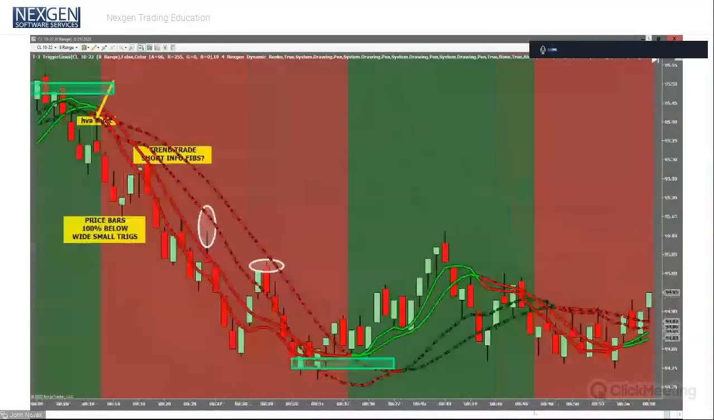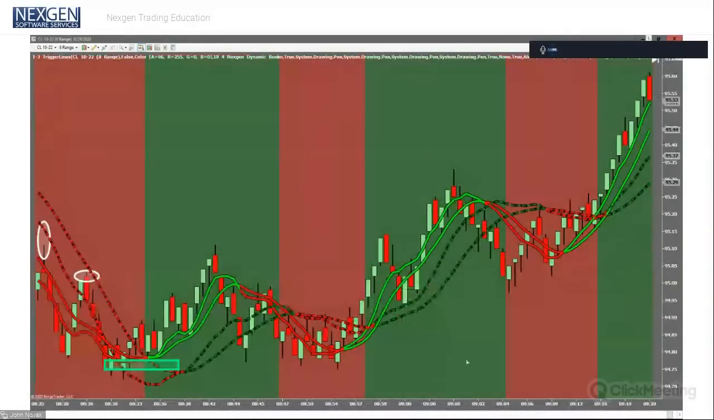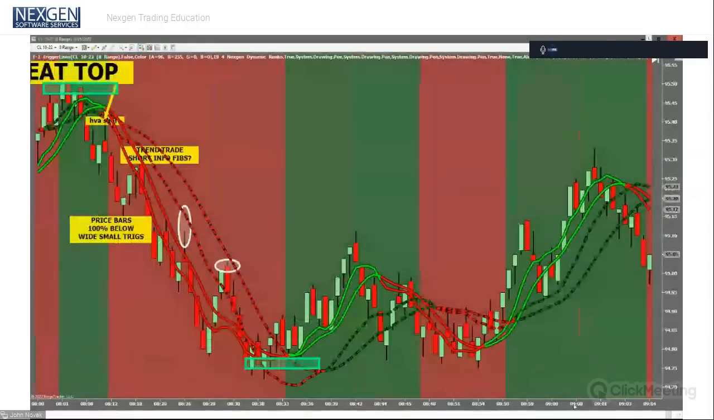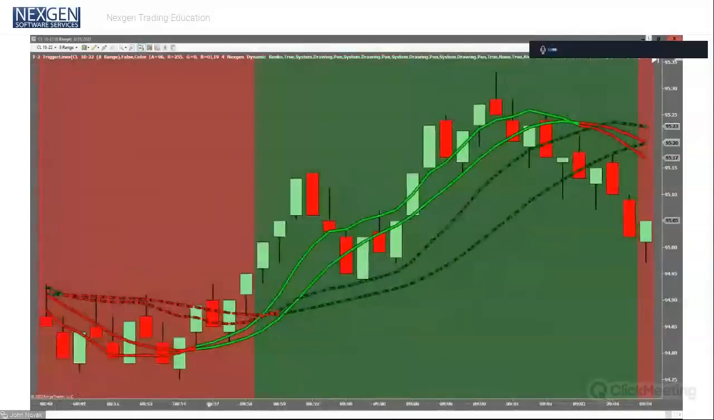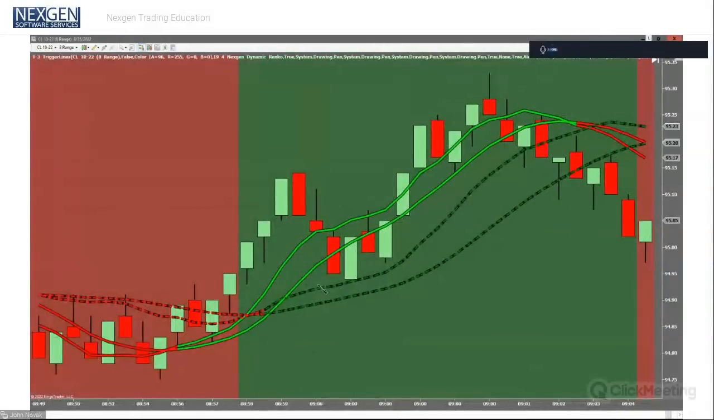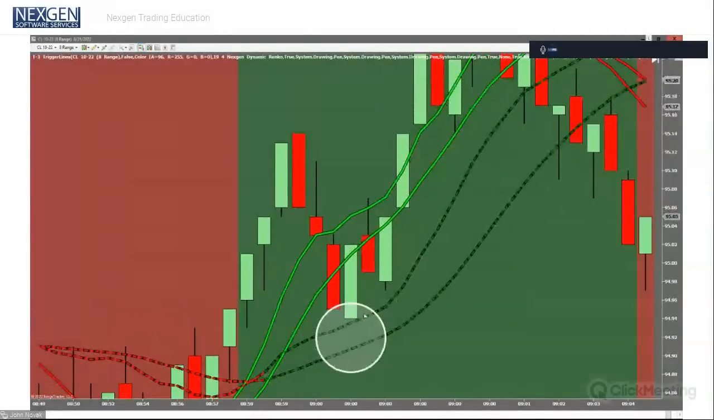All right, so let's take a look at what we have here on crude oil. Again, I don't have all the information, but if there was a reason to take a long trend trade here, that would be odds favorable triggers. Everybody cool with that? So it's the same thing that you read on your other triggers. But look, price bars completely above wide small triggers. Pull back, find a long trade.